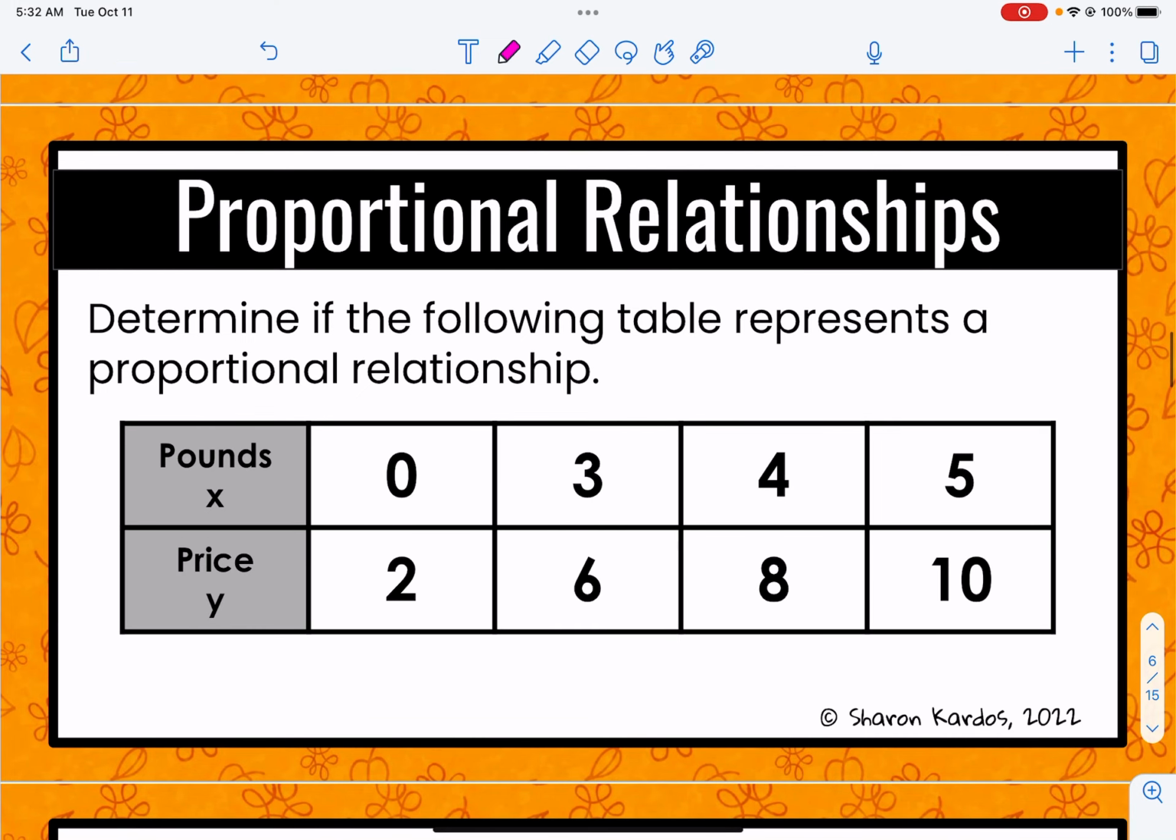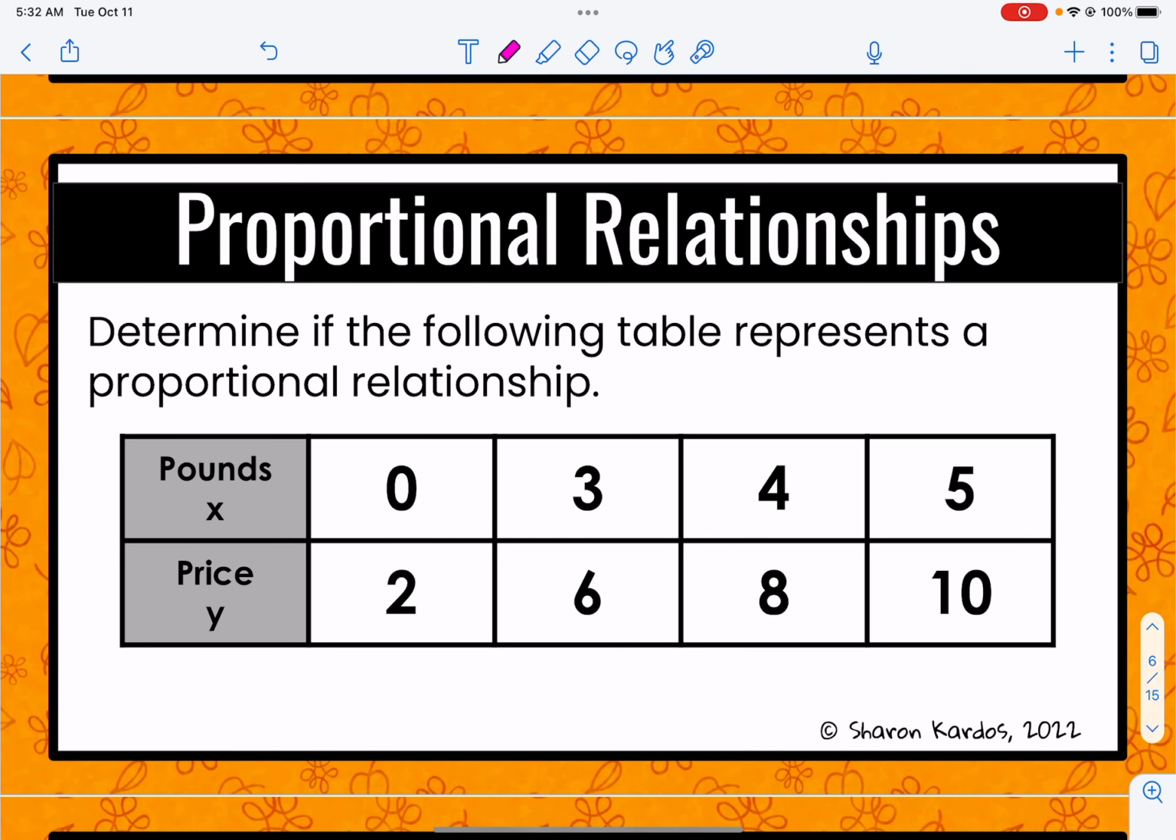So here's another one. Take a moment, pause the video, look at it, see if you can decide if it meets the two criteria, and then come back to the video. Okay, so the first thing I notice about this graph, because I always like to check the origin first because it'll save me some work with my calculator, is that this does not go through the origin.